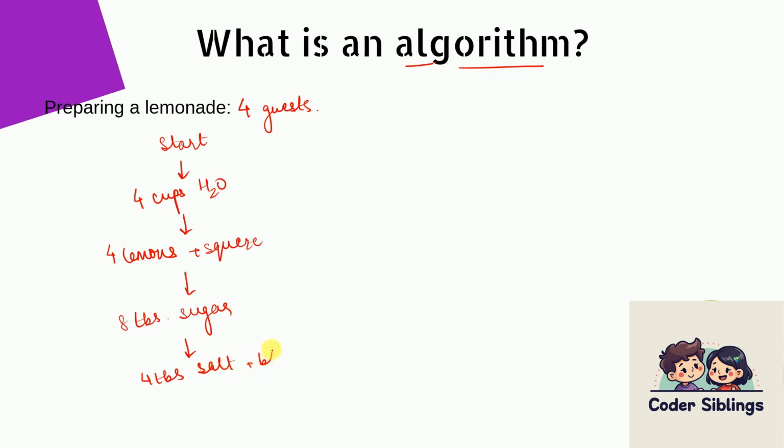and black pepper, followed by ice. Serve it, after which your process comes to a stop. So what we just wrote was a flow chart, meaning a pictorial representation of the steps involved behind preparing a lemonade.